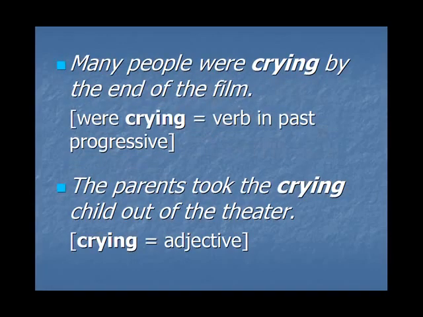Consider these 2 examples. Many people were crying by the end of the film. Here, crying is a present participle, and it's part of the verb. Were crying is a verb in the past progressive. Second example. The parents took the crying child out of the theater. Here, the same present participle is now an adjective. It's modifying a noun. Crying describes the child.